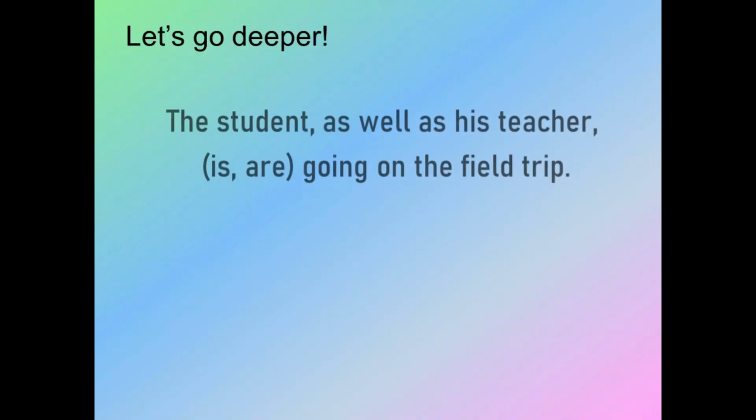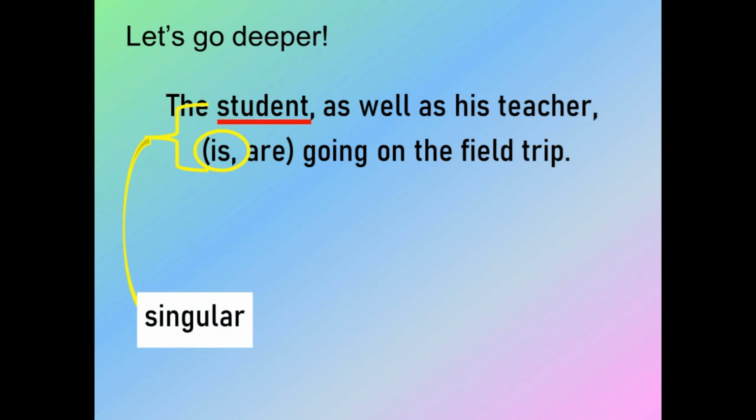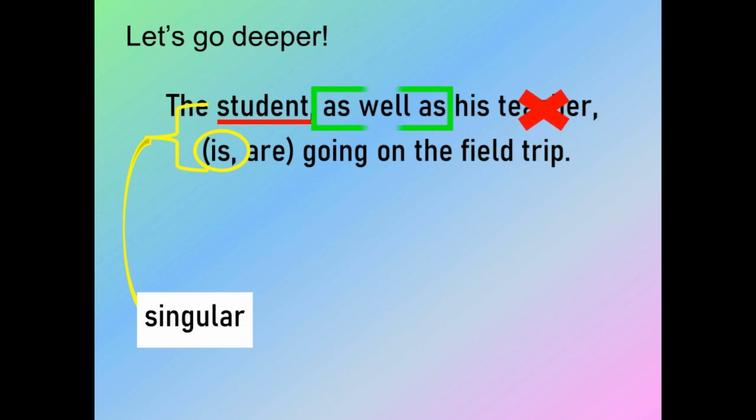Now let's go deeper. The student as well as his teacher is going on the field trip. So we have here the subject student. So the verb that we are going to use is singular, since the subject is singular, not the teacher. And we have here the prepositional phrase as well as his teacher, with the preposition as well as.